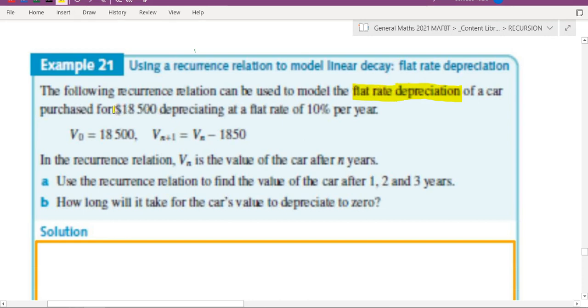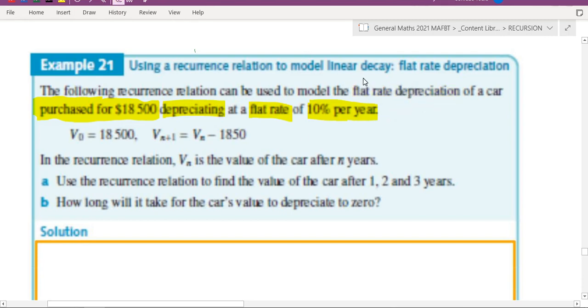car purchased for. So this tells you, if a question asks you what is the initial value of something, you can look at a keyword like this, purchased for. That's how much it started with. Okay, and it's depreciating as well at a flat rate of 10% per year. So I like to highlight the key words here so that we know what we're working with.